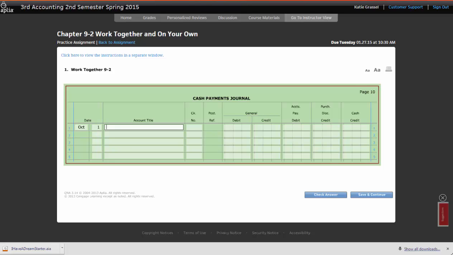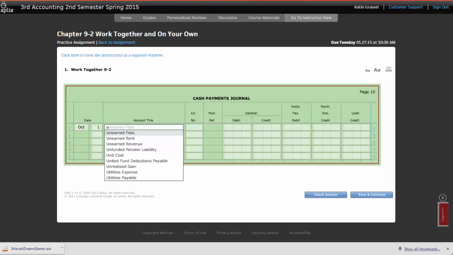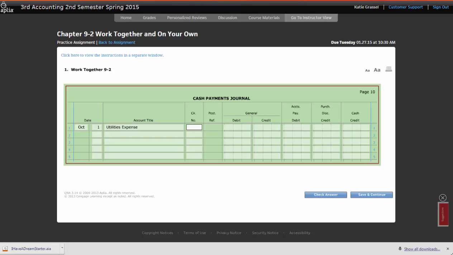What's my account title? Nice. Good one up there. Utilities expense. Notice you also have utilities payable. Is that going to be the right one? Payable means that you owe it, and in fact, we're actually paying it right now. So make sure you use utilities expense, and that's going to be $321. What columns?